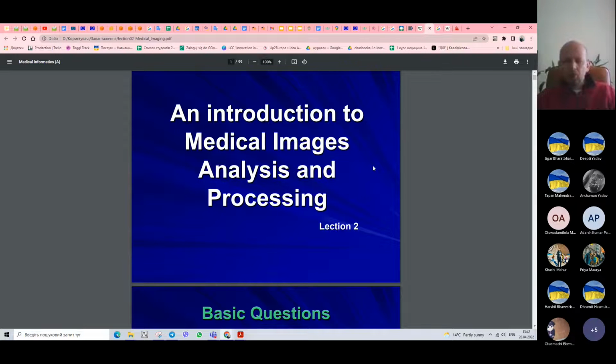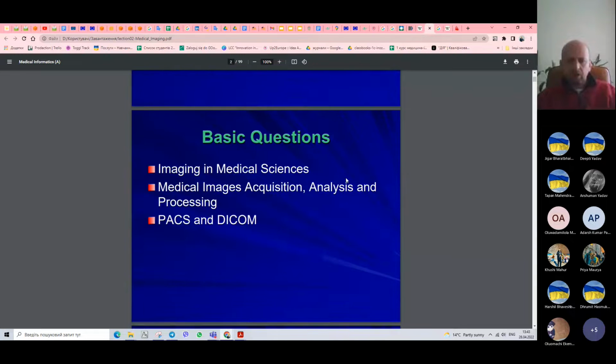In the few group, we got the chance to have these lectures and this practical class, and some general understanding about medical image analysis and processing. What questions will we discuss today? Imaging in medical science, medical image acquisition, analysis and processing, PACS and DICOM.